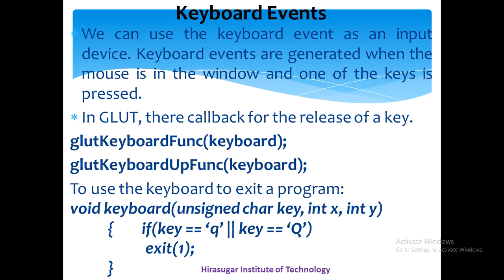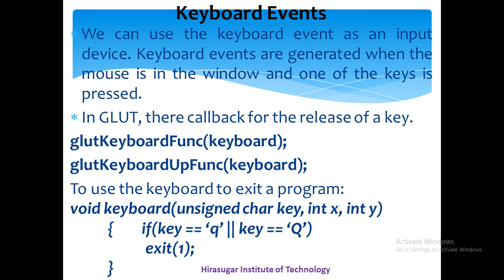This is the positioning. Then keyboard events. If you interface the mouse in your program, then how to interface that in our program, what it returns, which callback function I have to use, that is regarding that. Then next is the keyboard. Like that you can interface the keyboard also. We can use the keyboard event as an input device.